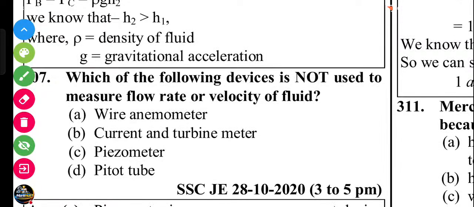Next question: which of the following devices is not used to measure the flow rate or the velocity of the fluid? Hot wire anemometer, current meter, turbine meter, piezometer, pitot tube. Piezometer, because in a piezometer we measure the pressure of the fluid.